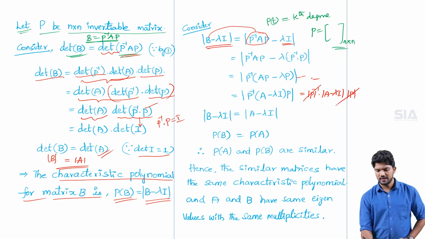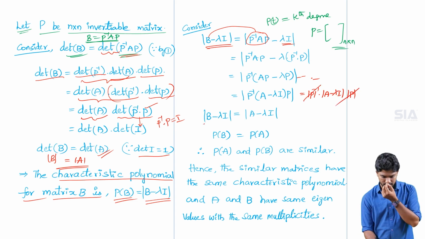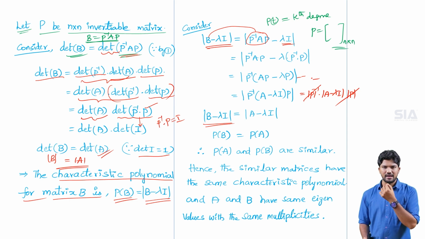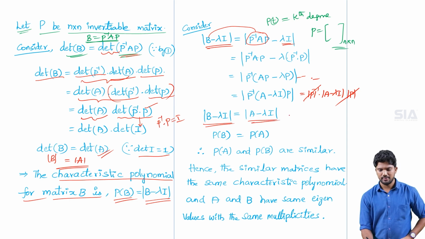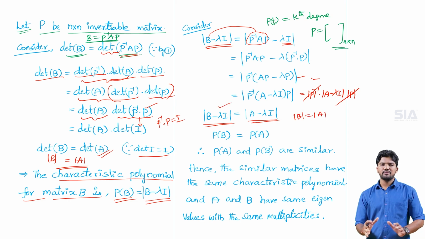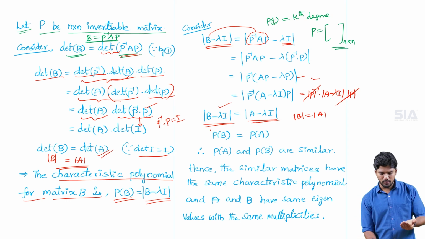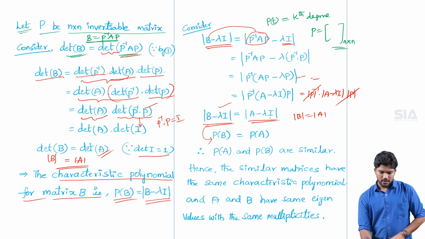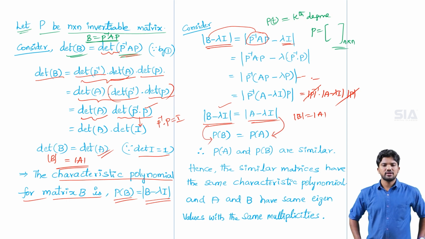So this value will get cancelled almost. So then you will get determinant of B minus lambda I is equal to determinant of A minus lambda I, since already we have det B is equal to det A. Okay, so here determinant of B minus lambda I is equal to the characteristic polynomial of capital B, and determinant of A minus lambda I is equal to the characteristic polynomial of A. So therefore both are equal.